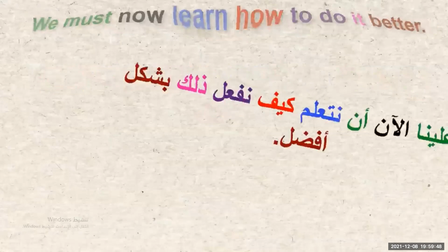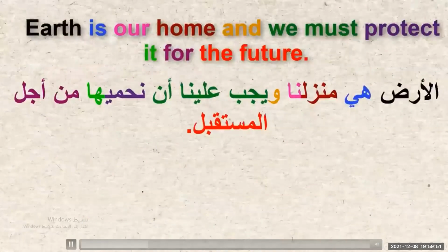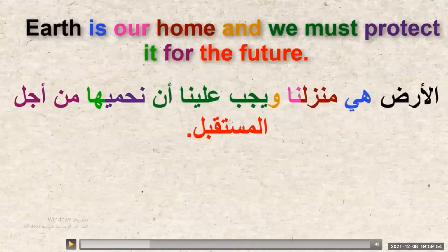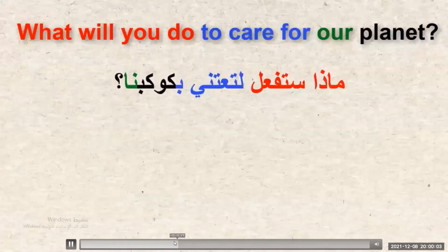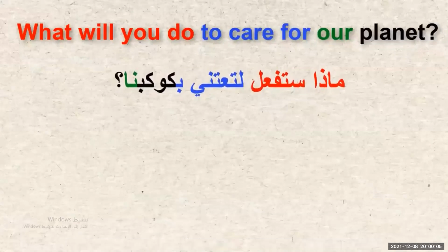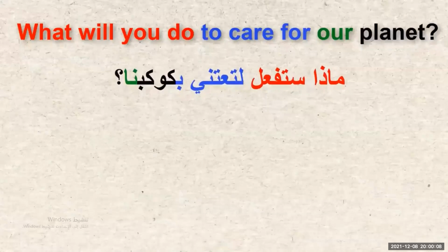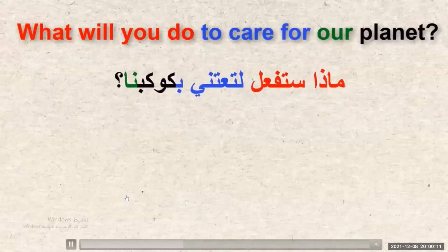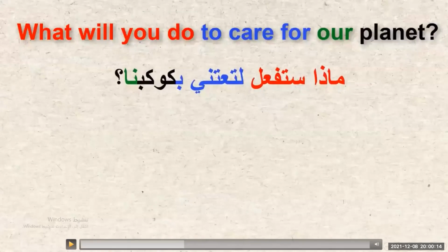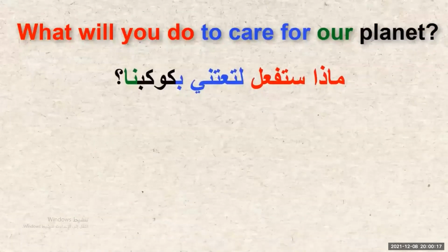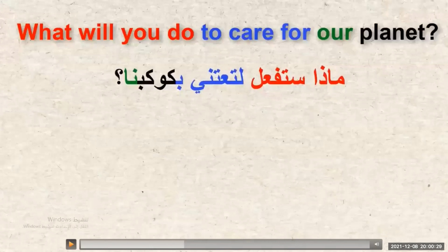Okay, Miss Sana, it's your turn. Good evening. This is the second sentence, Miss Sana. Just a second. Okay. Wait a moment. What will you do to care for our planet? Shall I repeat it? What will you do to care for our planet? It's your turn. Okay, good evening, first of all. Hi, good evening. What will you do to care for our planet? Thank you so much.